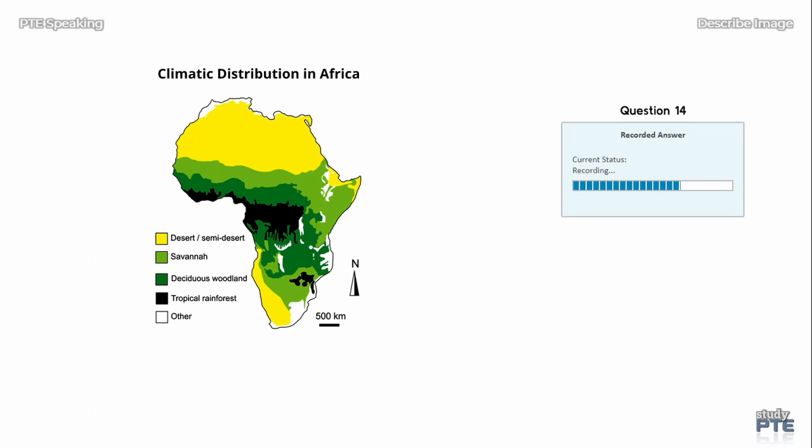In conclusion, it can be stated that this image shows very crucial and interesting information about climatic distribution in Africa.